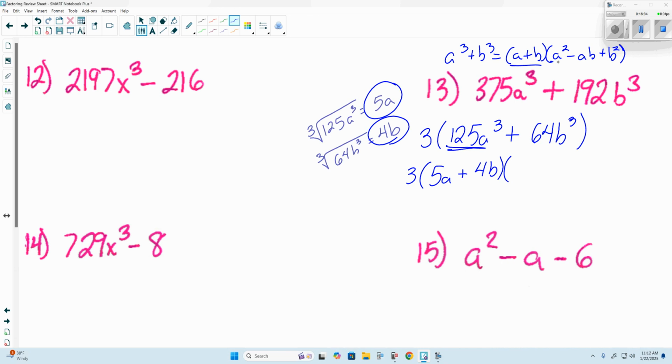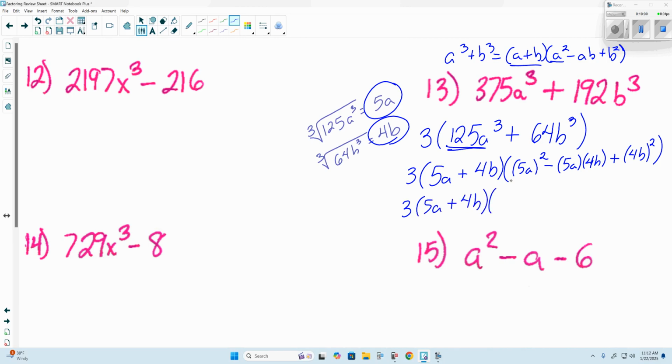And the bigger set of parentheses, our first term, is A squared. So we take 5A and we're going to square it. Minus, we have A, and then we actually have B. So we'd have 5A times 4B. Plus our B squared. So A in this case was 5A, B was 4B. So we have those there for now because we're going to simplify it.